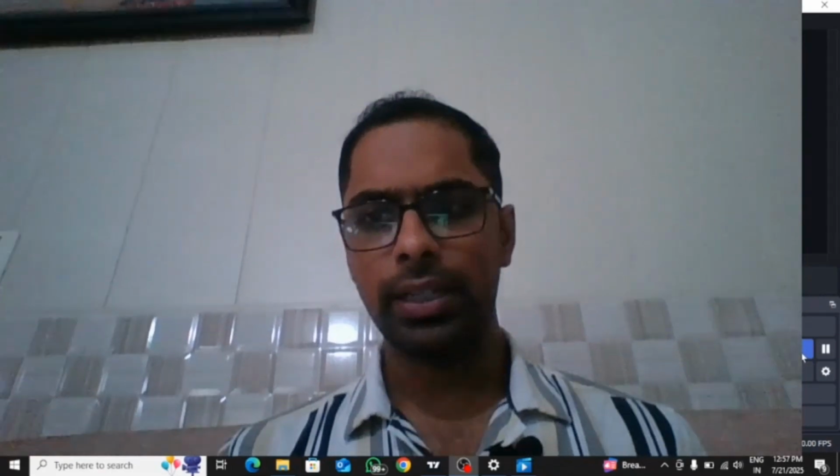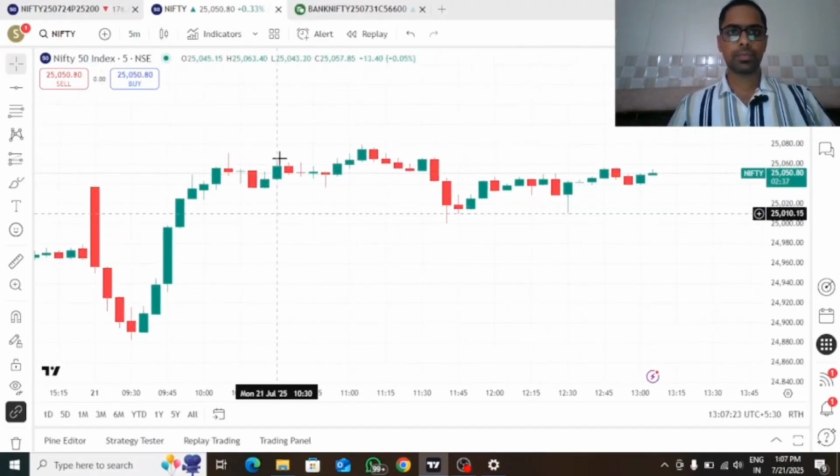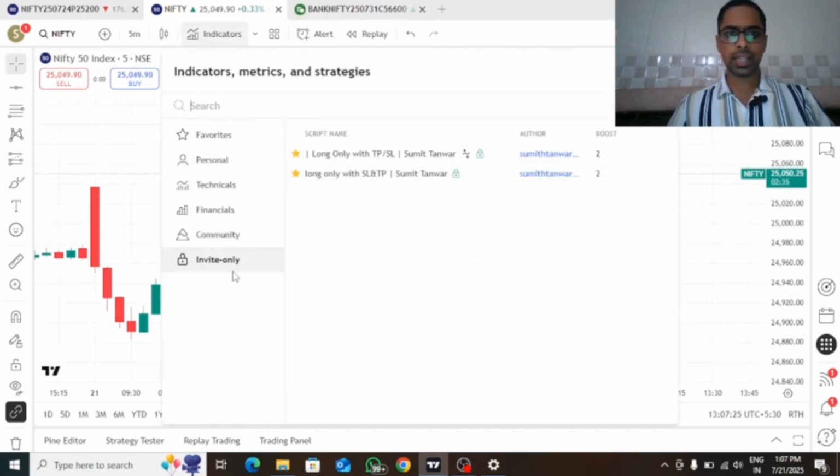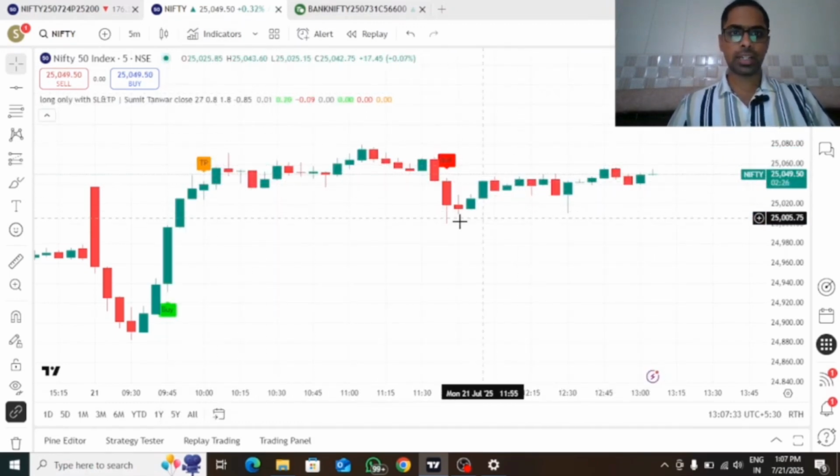Taking you to the website. Once you have logged into your TradingView account, click on the indicator section and then invite only. Long only with SL and TP tool will be visible here. Once you click on the tool, it gets added to the chart.